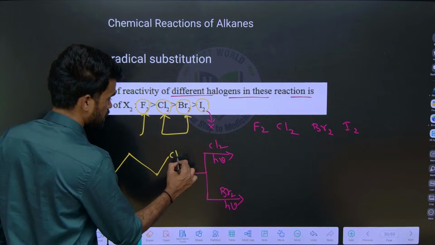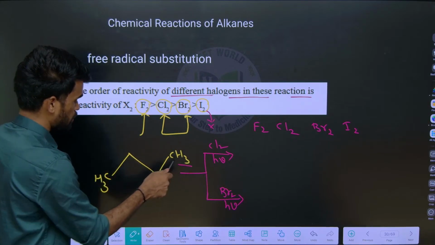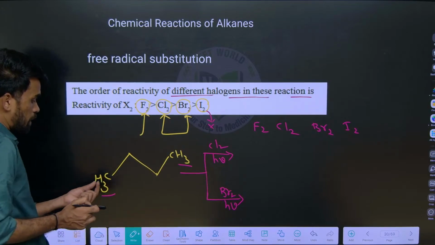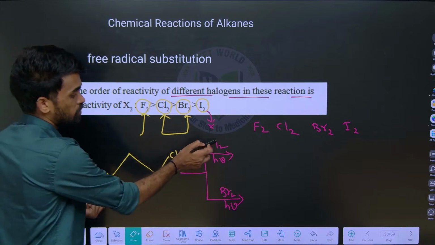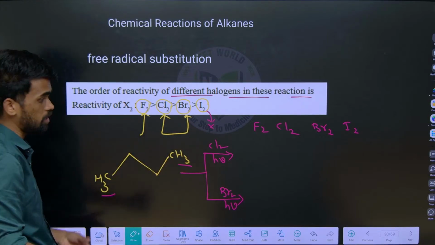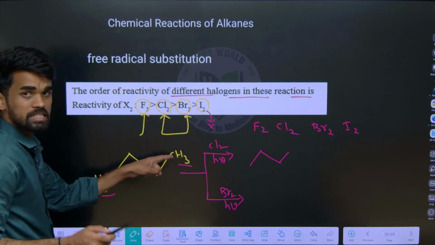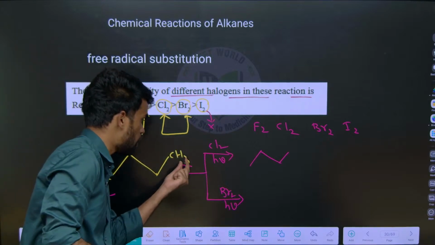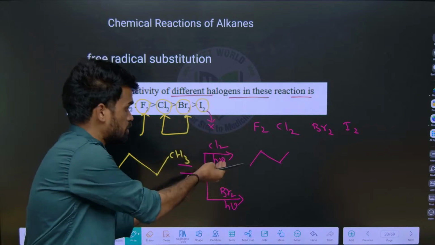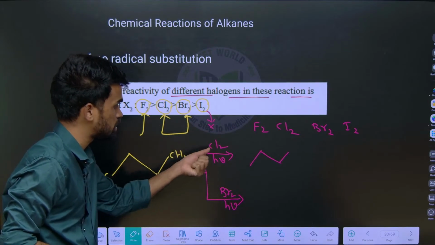See, I can write this as CH3, and this is also CH3. These terminal methyl groups are the same, right? So replace one of these hydrogens with one chlorine, we are going to get one type of product. Both methyl groups are the same only. Substitution means we have to remove one atom or group and replace it with some other group in that place. So I am replacing this hydrogen with some chlorine.